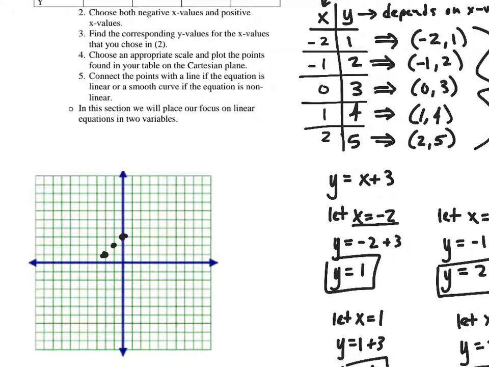And then I have the point (1, 4), and then (2, 5). And what I have is a line. If I connect those with a line, that's what it's going to give me. And that line is represented by y equals x plus 3.